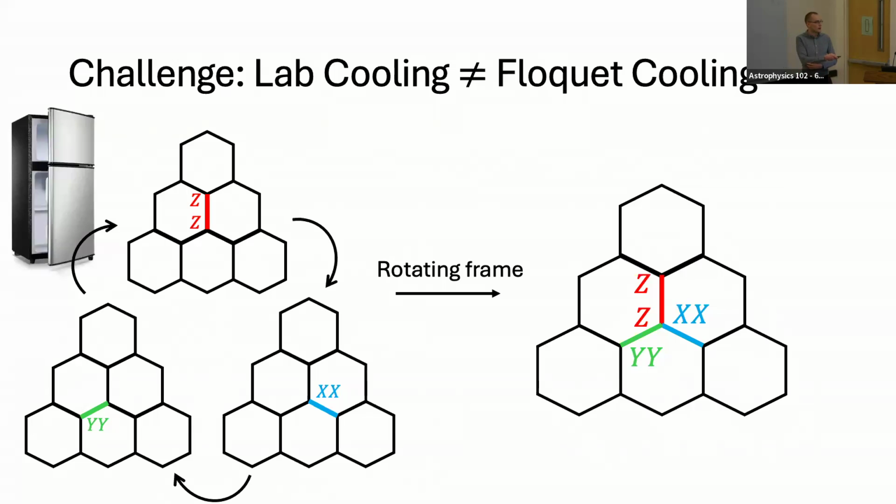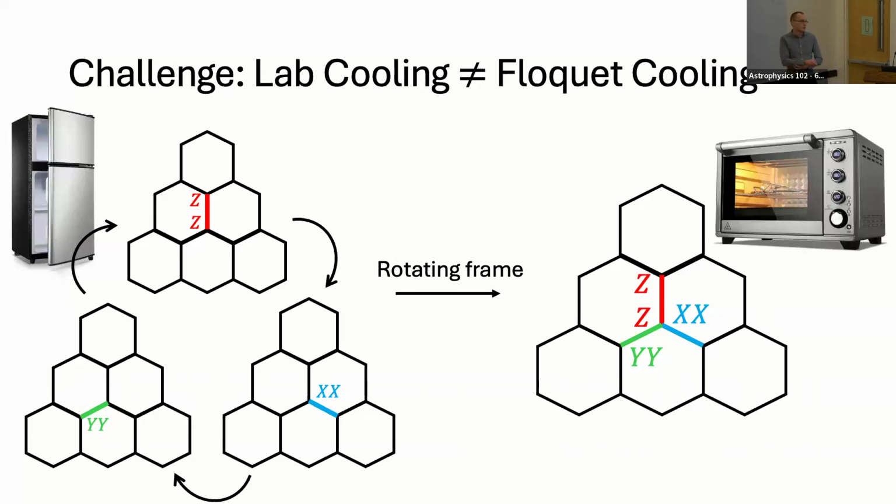Unfortunately, this fridge does not play well with this rotating frame transformation. What can look like cooling in the lab frame when you're applying these pulses can really look like heating, or some kind of highly energetic process in the rotating frame. I'll go through some detailed examples as we come to the experiment, but maybe you can already see it here. In the lab frame, the ground state of this lattice is actually just every qubit in its ground state.